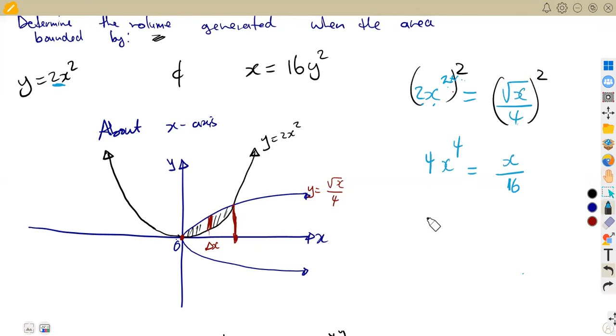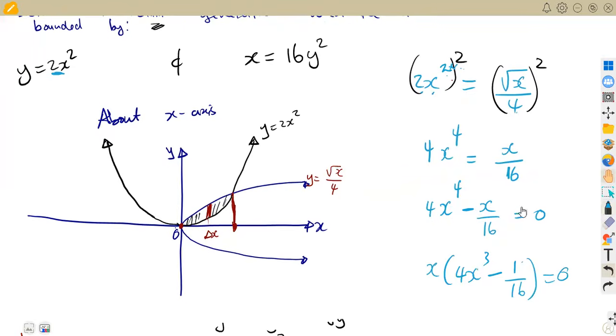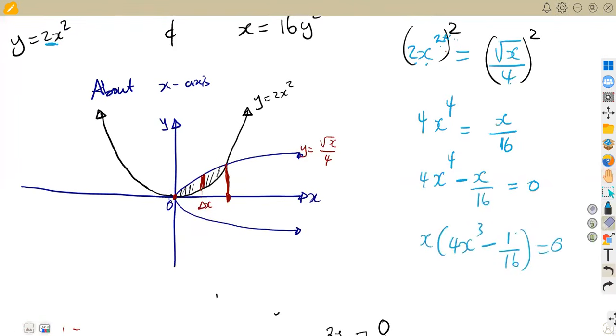If you want, you can just transpose this: 4x to the exponent of 4 minus x over 16 is equal to 0, like that. So we can factor out x, since x is common here. If I factor out x, this will be 4x to the exponent of 3 minus, if I factor out x here, I'll be left with 1 over 16, and this will be equal to 0. So as we can see, from the zero concept, one of these brackets must be equal to 0. So that means x is going to be equal to 0, which is the solution that we see here already. We have got that.